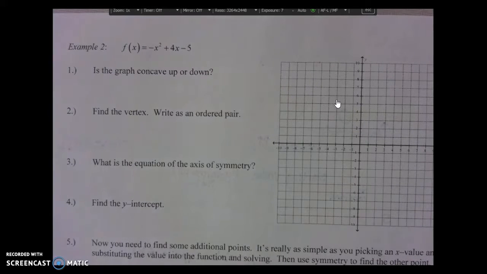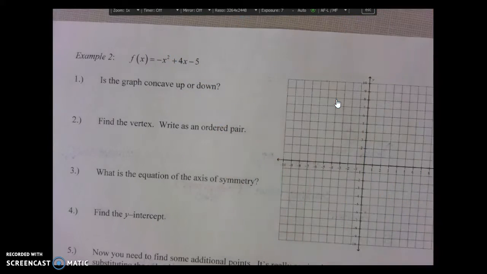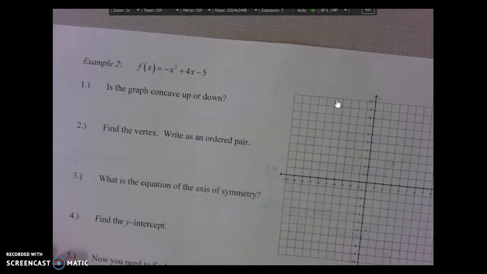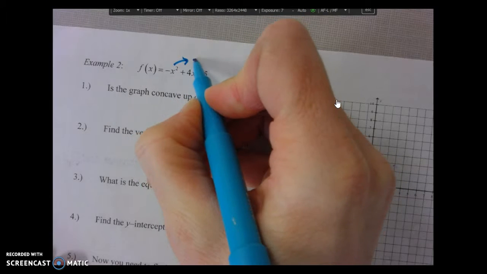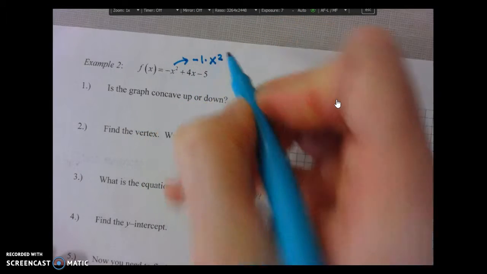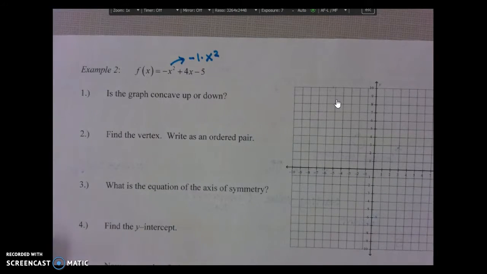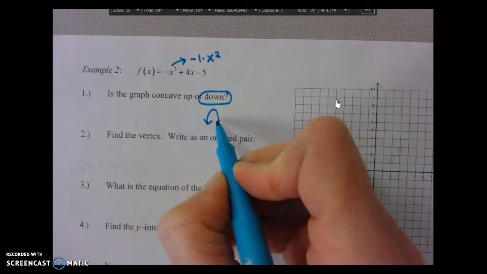All right, first of all, let's look at our equation itself. What number is in front of x squared? Close. That's a -1. You need to recognize that this means -1 times x squared. So the number in front of x squared is -1, which means this graph should be concave down. So we should know it's going to be going in this direction.